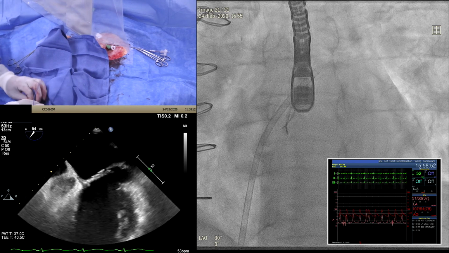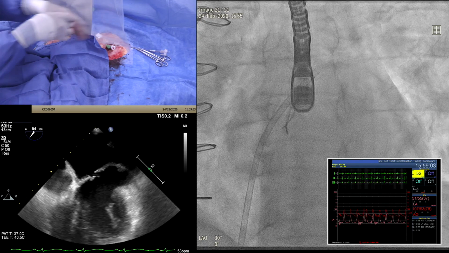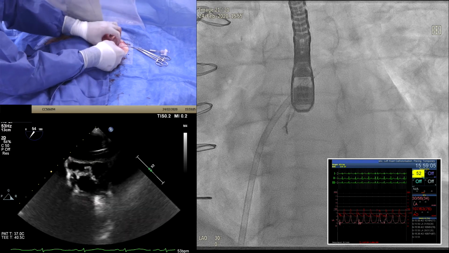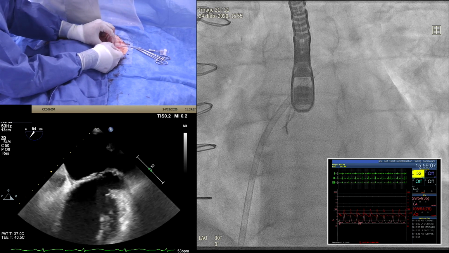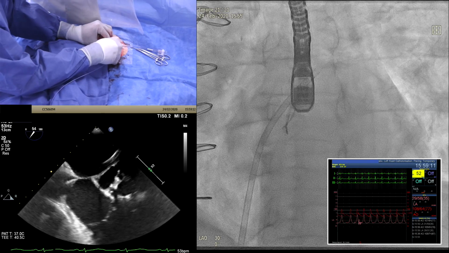Have you got another clip for me? Great, so we've got that settled down. Now to cross the valve, I think a pigtail is safer. So we've got a 12 French sheath, beg your pardon, and we're going to try and get through that, which we have with the wire.